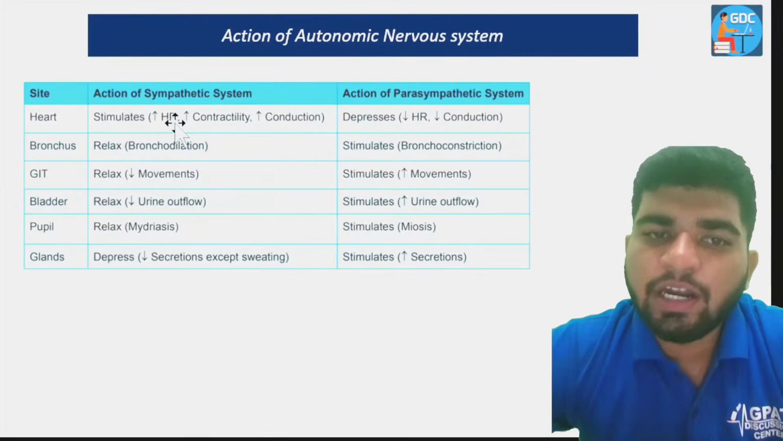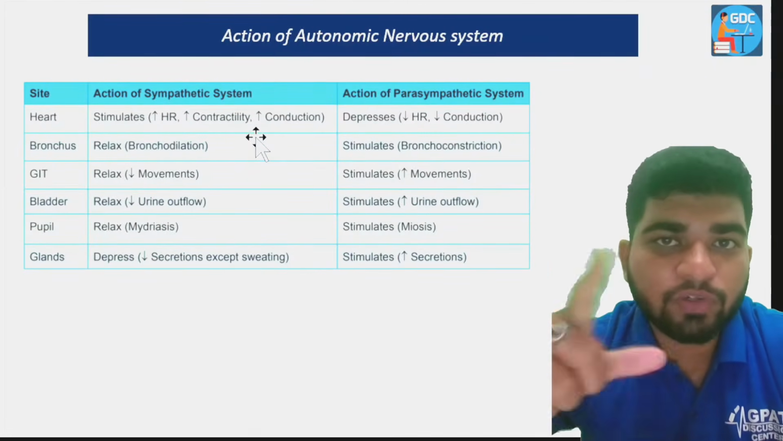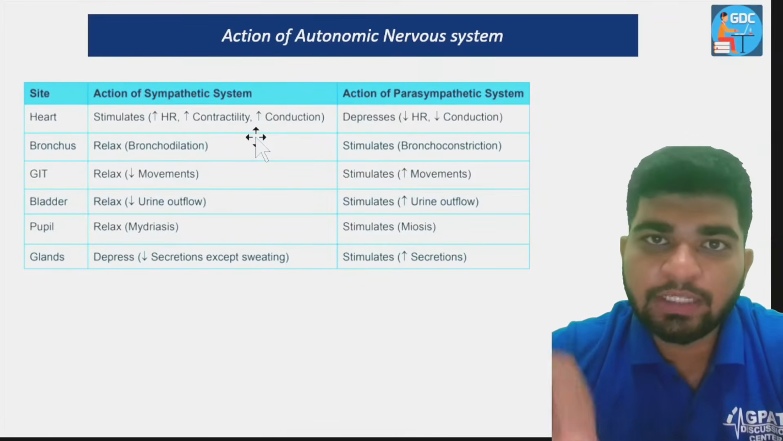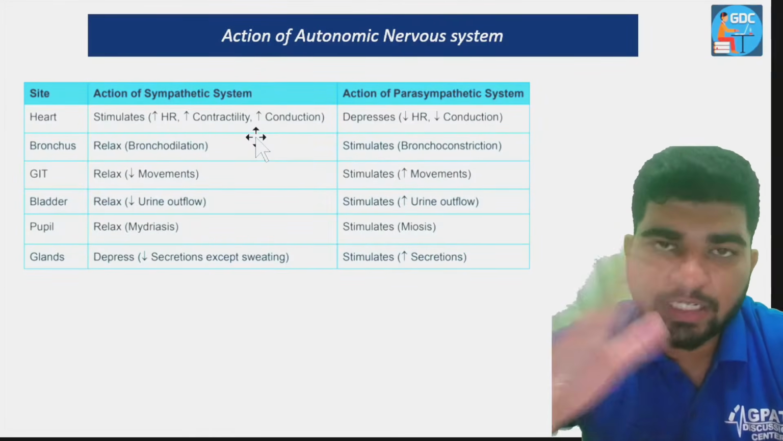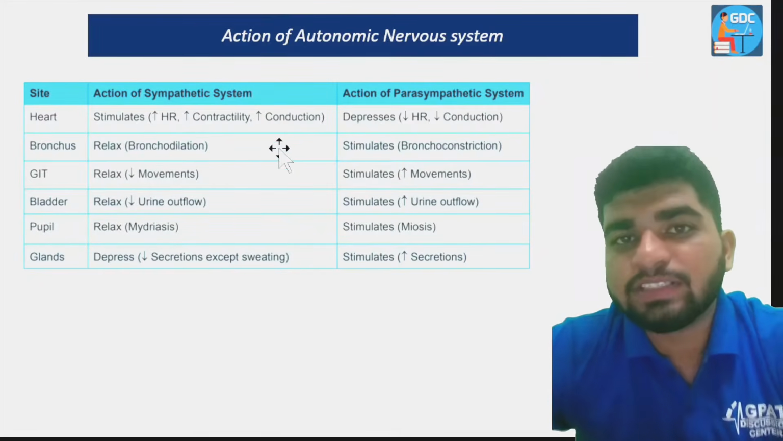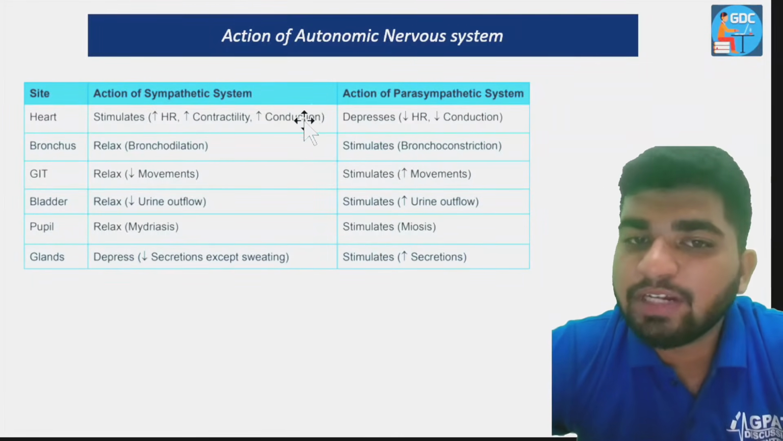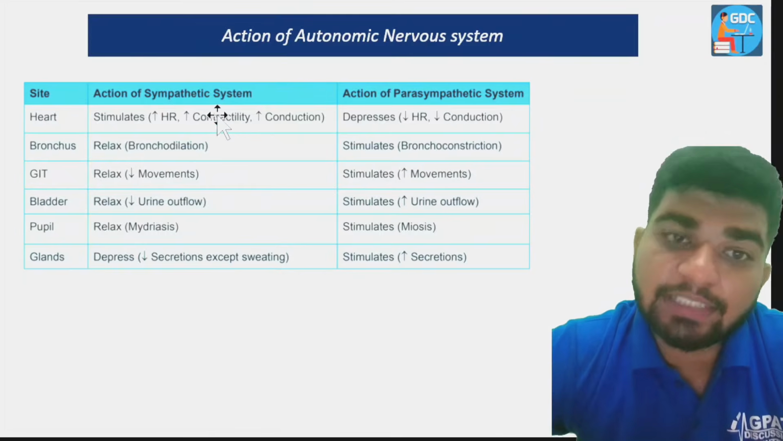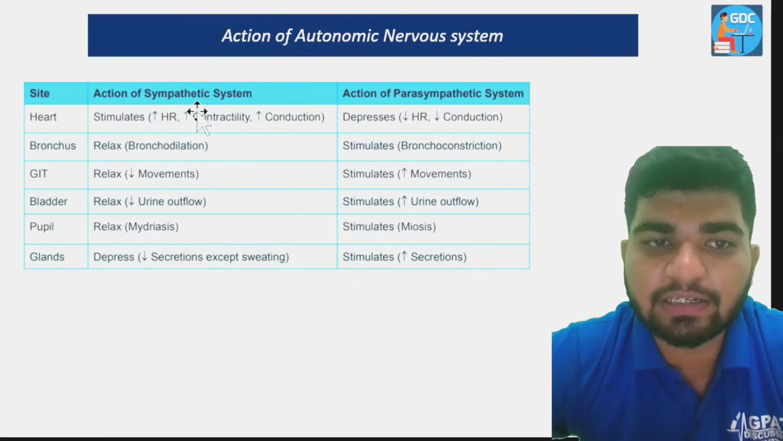So here, heart rate will be increased, contractility will be increased, and the conduction from the SA node to the AV node, then the bundle of His and the Purkinje fibers, that conduction from the SA node will also be increased. And that will ultimately lead to what? That will ultimately lead to increased contractility, and this will lead to an increased heart rate.